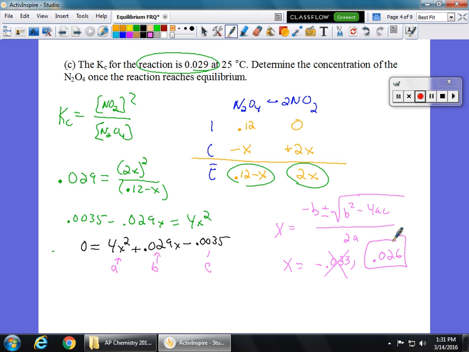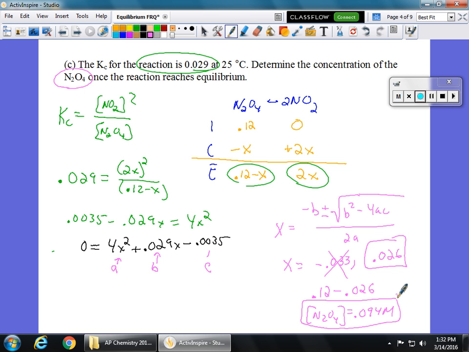Now, that is not our final answer to this question, because it asks us what is the concentration of the N2O4. So the original concentration, we already said, was 0.12. It's going to decrease by some quantity x, which we calculated as 0.026, which leaves us with a concentration of the N2O4 being 0.094 molar. So that is the answer to this one.